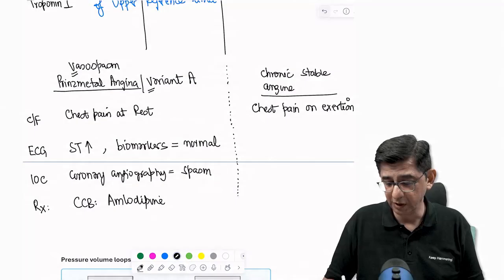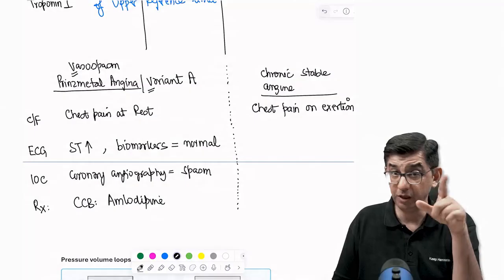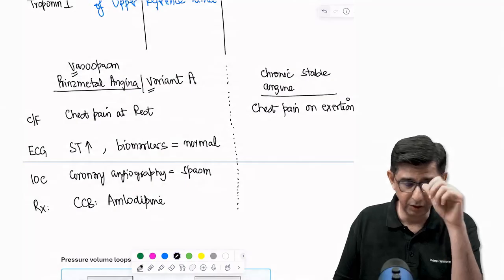And I also want to say that patients who are having prinzmetal angina have higher incidence of migraine. Migraine is also a vasospastic disorder. Prinzmetal angina is also a vasospastic disorder.